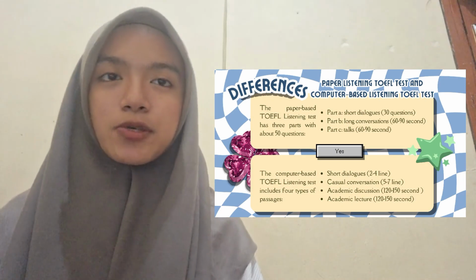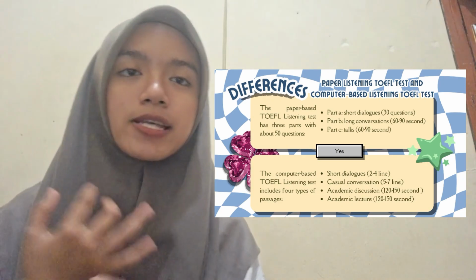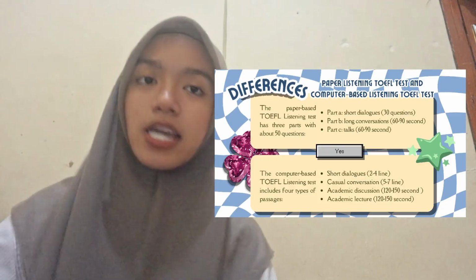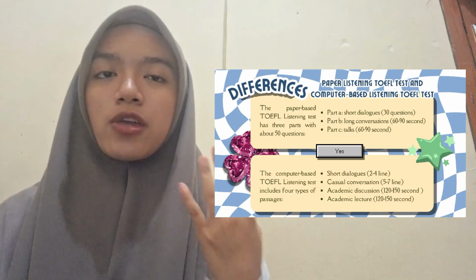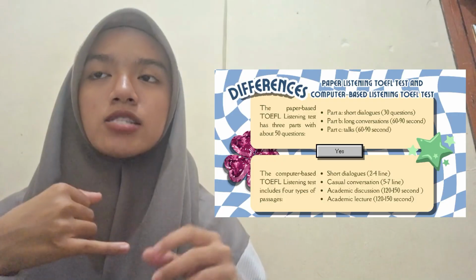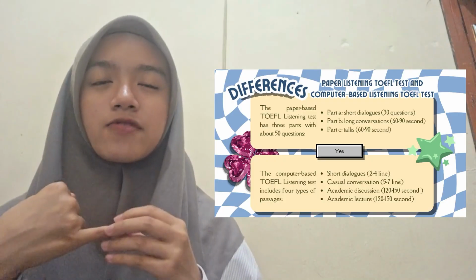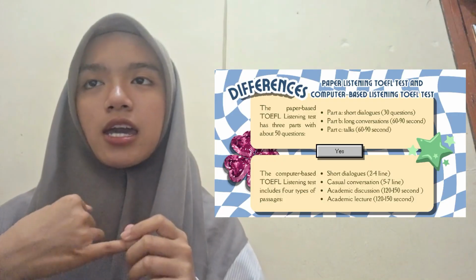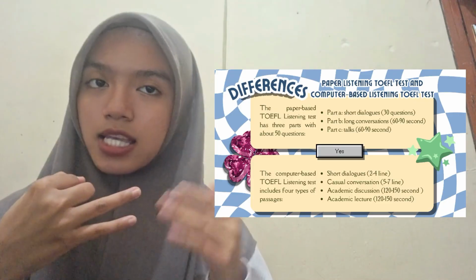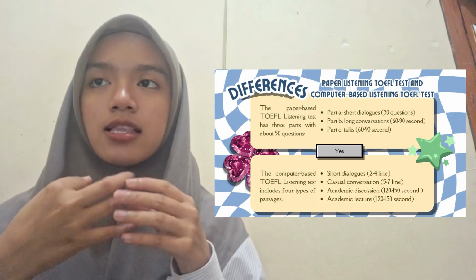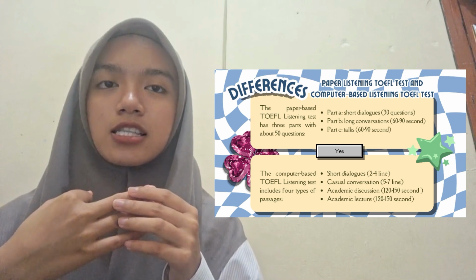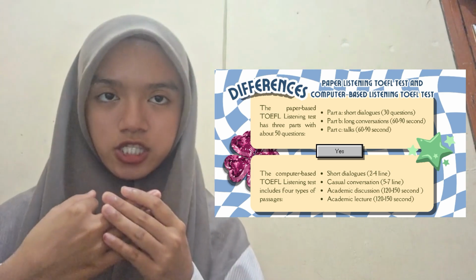It's about the differences between paper-based and computer-based listening TOEFL tests. So, the paper-based TOEFL listening test has 3 different parts with about 50 questions. Start from part A. In this part, there are short dialogues with about 30 questions, and part B, long conversations with a duration of 60 until 90 seconds, and part C, it's about talks, the duration is the same as the long conversations.